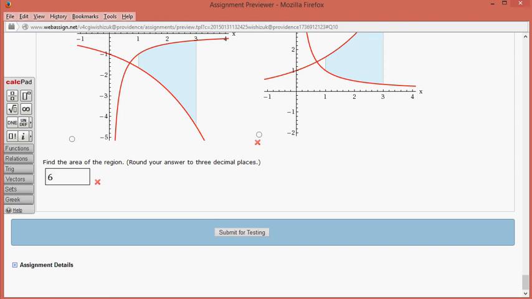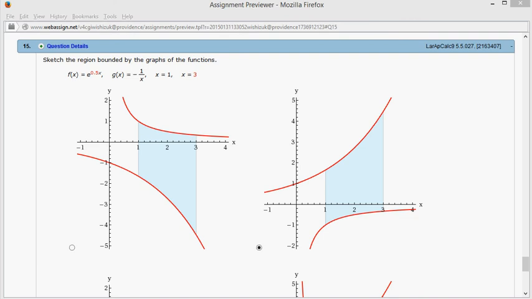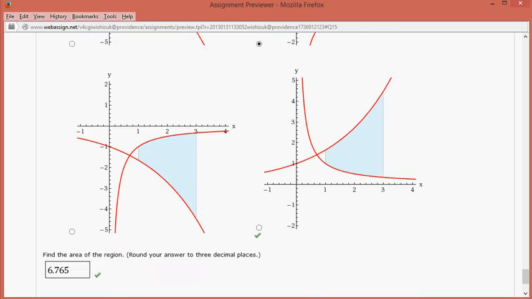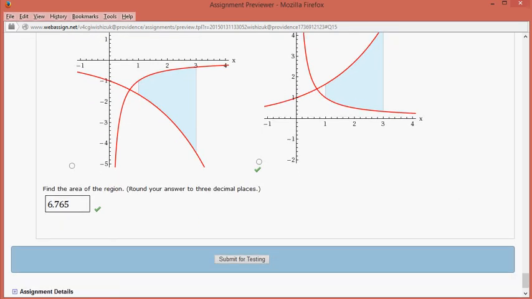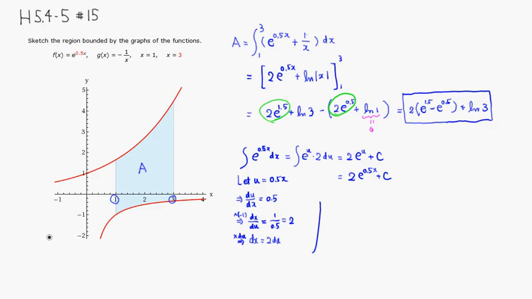So let's type it in, 6.765. So let's submit for testing. Alright, it came back and looks like we got the graph correctly and the area correctly. Alright, that's it. I hope that this was clear.